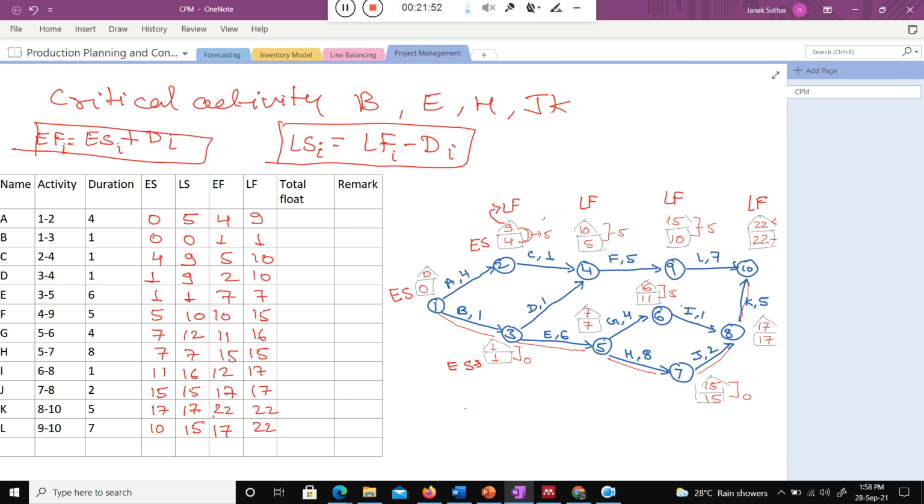If I know the late finish, then subtract the duration, you will get the late start. Now the next point, what is the total float? The total float is nothing but the difference between the early start and the late start, or you can say it is the difference between the late finish minus early finish. Total float shows you how much delay is possible.